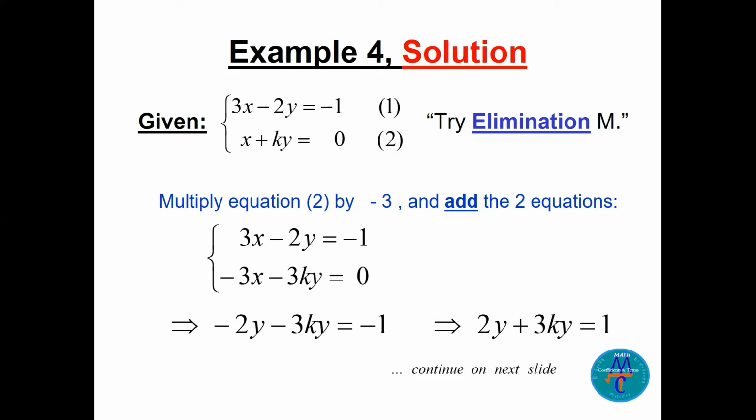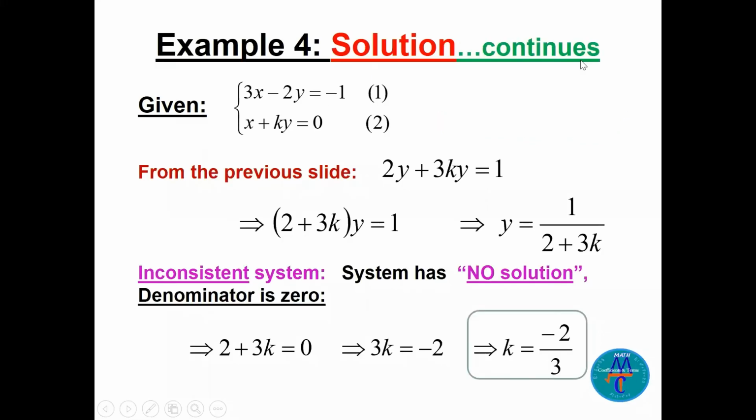So when you add the two equations, you cancel the x, that's 0. And here we have minus 2y minus 3ky equals minus 1. Now, if you multiply by minus 1 to make the equation simple, you will get 2y plus 3ky is equal to 1. So from the previous slide, we see 2y plus 3ky is equal to 1. Take y as a common factor and then divide by 2 plus 3k. So y will be 1 over 2 plus 3k.